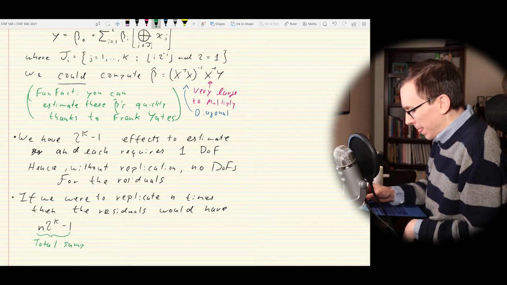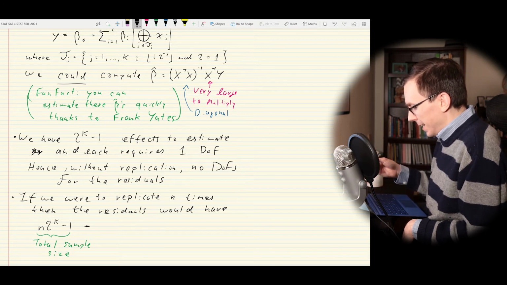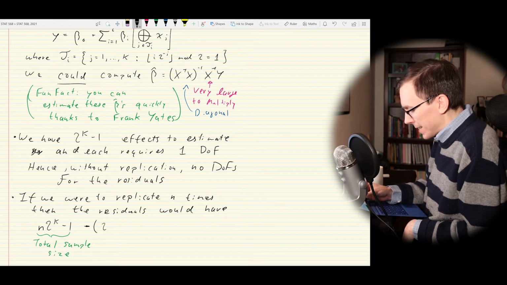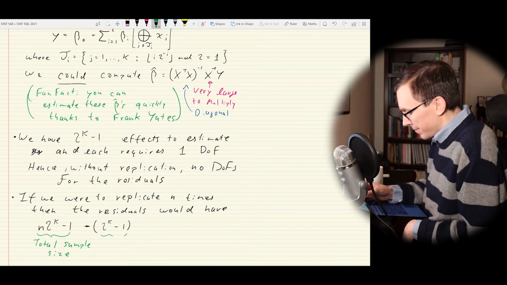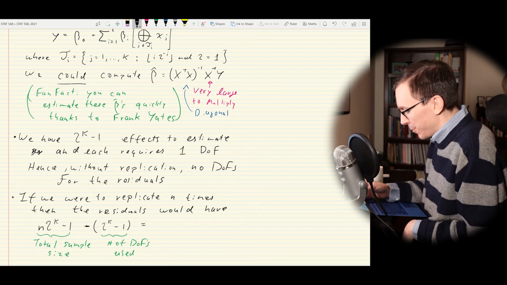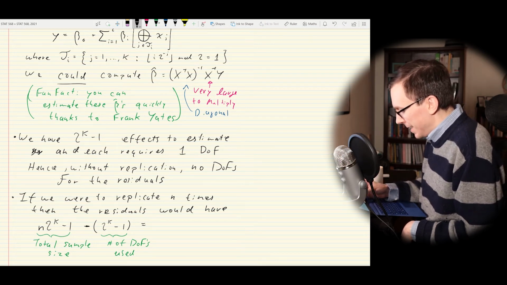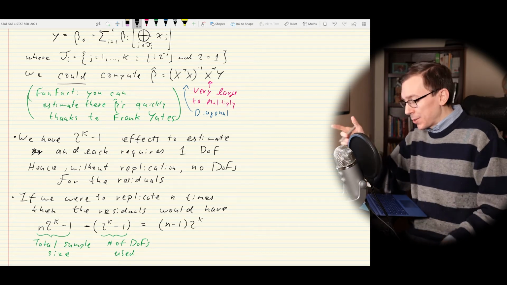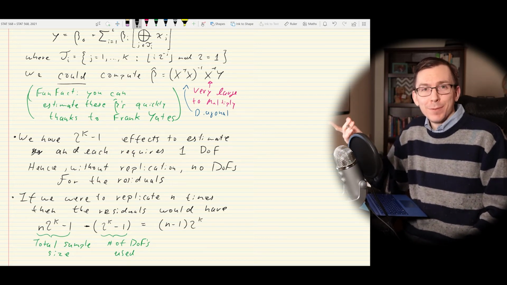Total sample size. And then you'd have to subtract all of the degrees of freedom used to estimate main and interaction effects. So we would subtract 2 to the k minus 1, which is the number of DOFs used for estimation. And we are left with, well, the minus 1 and the plus 1 cancel out, and we're left with n minus 1 times 2 to the k. So we'll actually have a ton of degrees of freedom for the residuals.